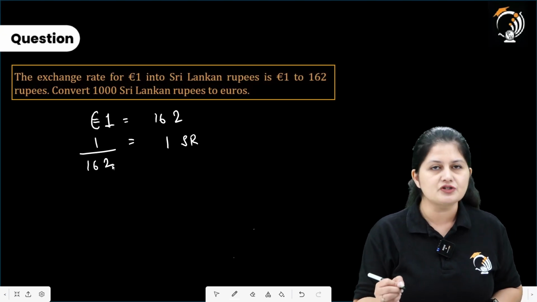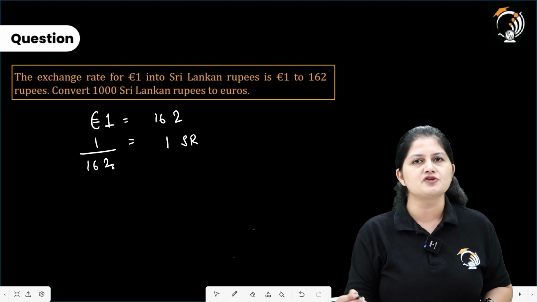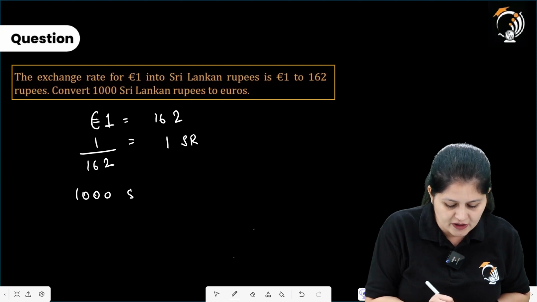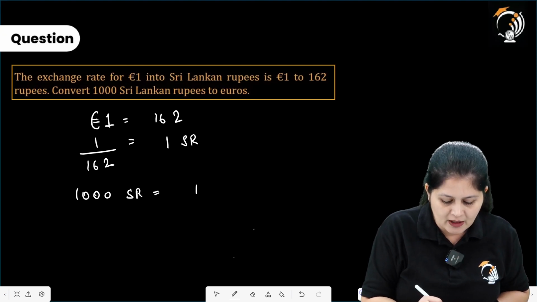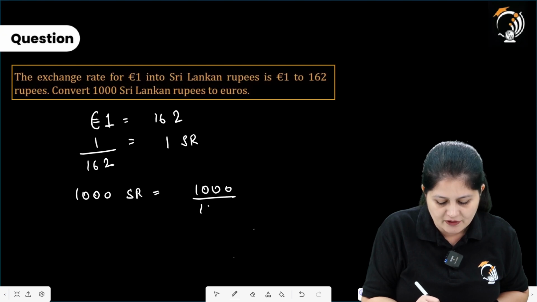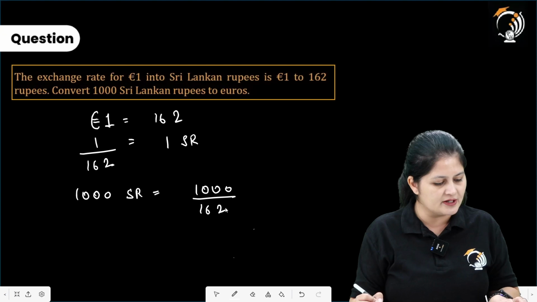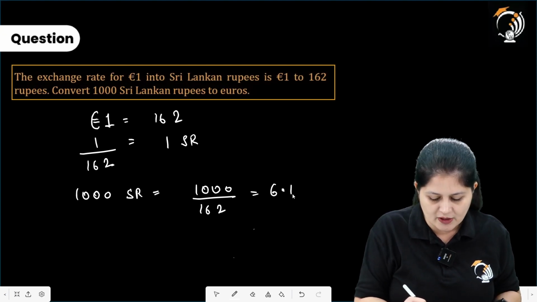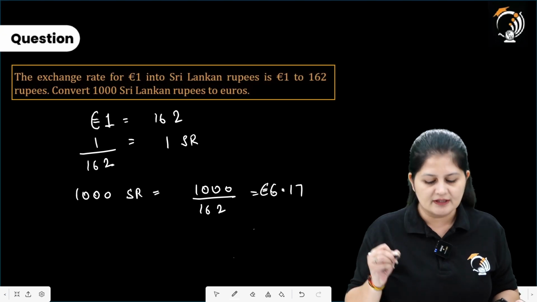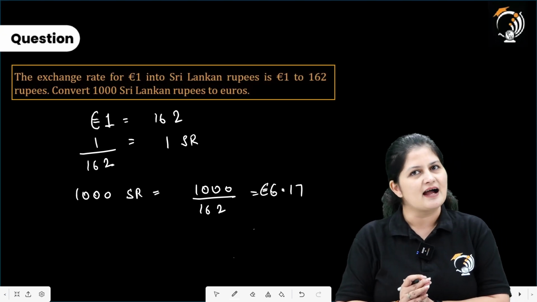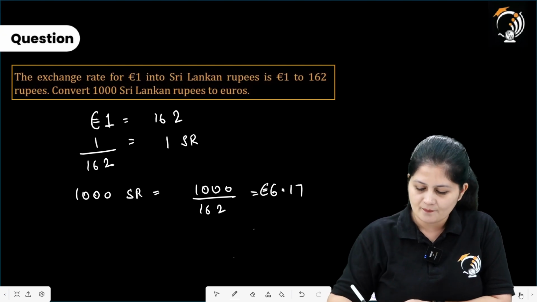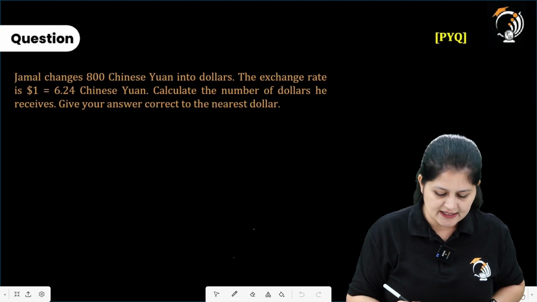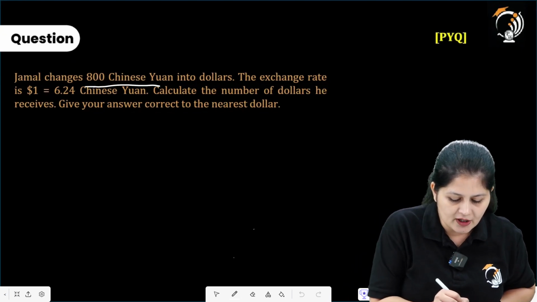And further, if we need to find out what 1000 Sri Lankan rupees is equal to, we will simply be doing 1000 over 162. So let's use the calculator in order to get this value. So we are getting this as 6.17 euros. That is what we are going to get as the answer here. Clear?